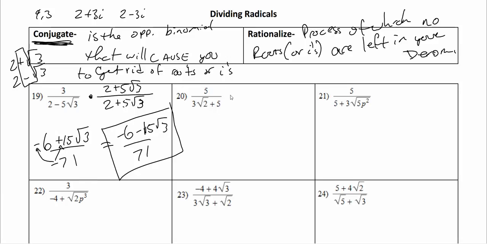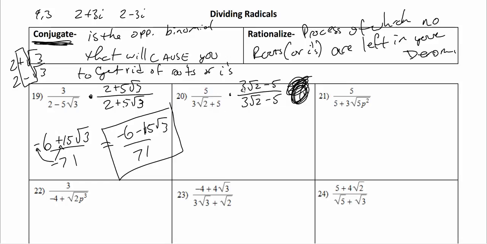Number 20, let's multiply by its conjugate. So it's 3 root 2 minus 5, over 3 root 2 minus 5. Why am I multiplying? Well, technically these are both the same numerators and denominators, so technically this makes a 1, right? If I multiply something by 1, it doesn't change the value of the problem. All that it does is change the way it looks. That's what I'm doing.